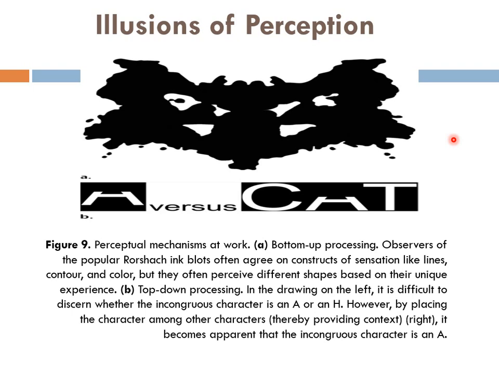Next, we have illusions of perception. There are two mechanisms, bottom-up and top-down processing. I'll not go through the detail. It's your brain trying to finish things, like drawing the lines to complete the figure, and in B, how to complete the words when they are incomplete.